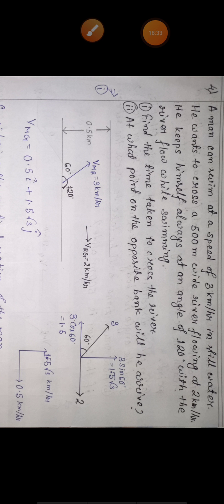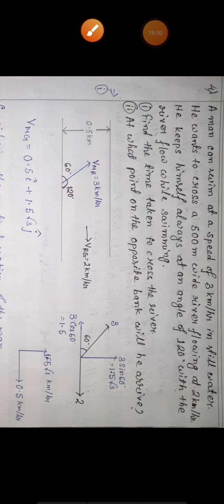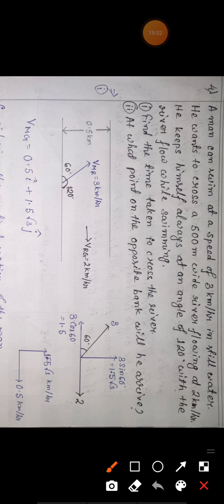So what is given? The speed of the man is 3 km per hour, and he is swimming at an angle of 120 degrees with the river flow. The river is flowing in this direction, so this angle is 120 degrees. So this angle will be 180 minus 120, that means 60 degrees. Similarly, first we have to break the velocity of the man into two components.